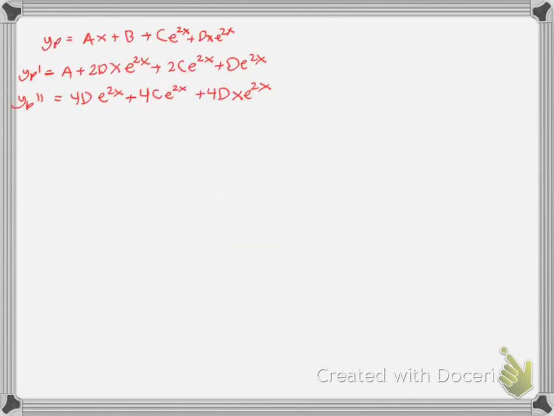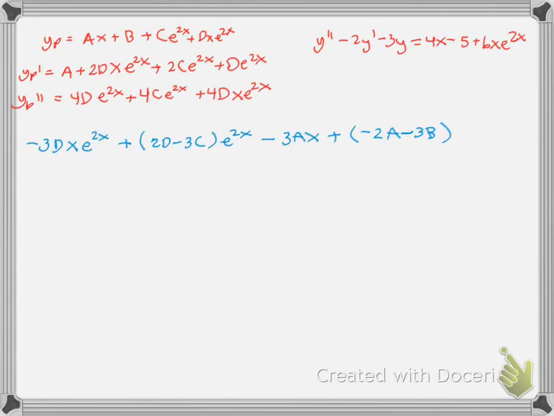Okay, so these are my final solutions. Of course, there was a little simplification going on, so make sure you simplify everything completely. But check your answers to see if you receive these. And now I want you to plug this into our y double prime minus 2y prime minus 3y, and it should equal 4x minus 5 plus 6x e to the 2x. Again, go ahead and pause the video to try that and come back and check your solution. All right, so hopefully you received this.